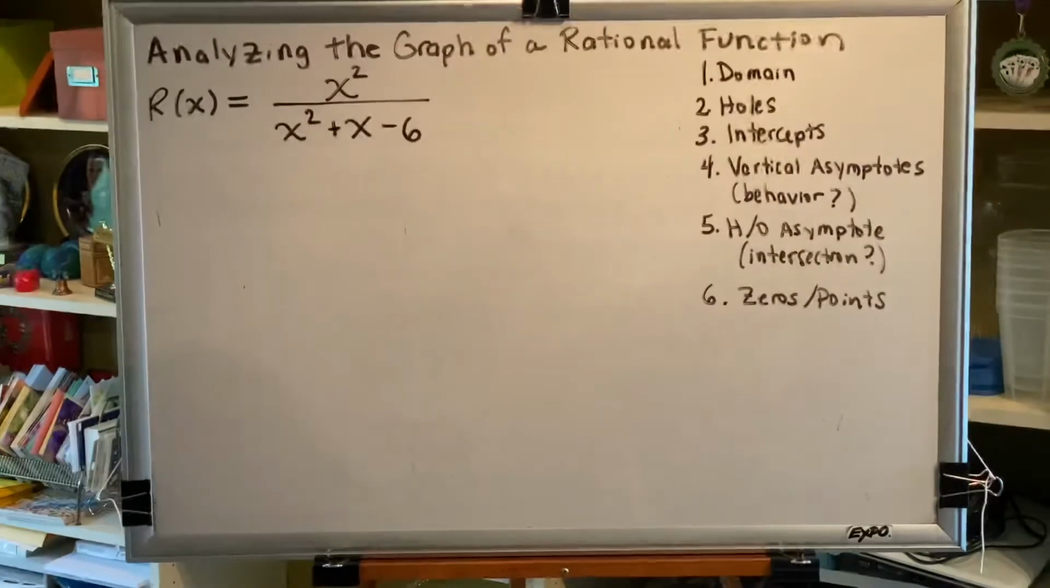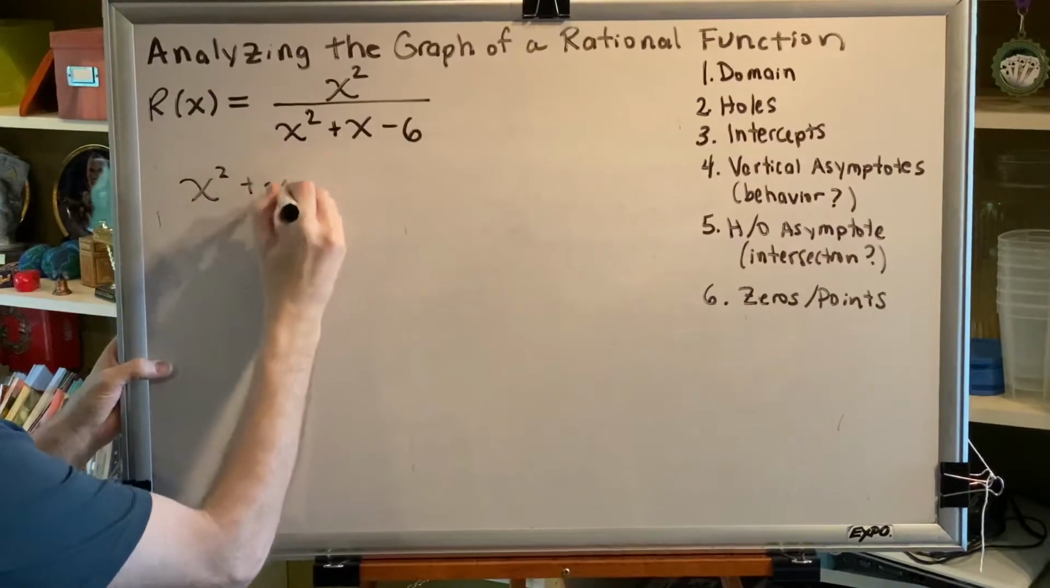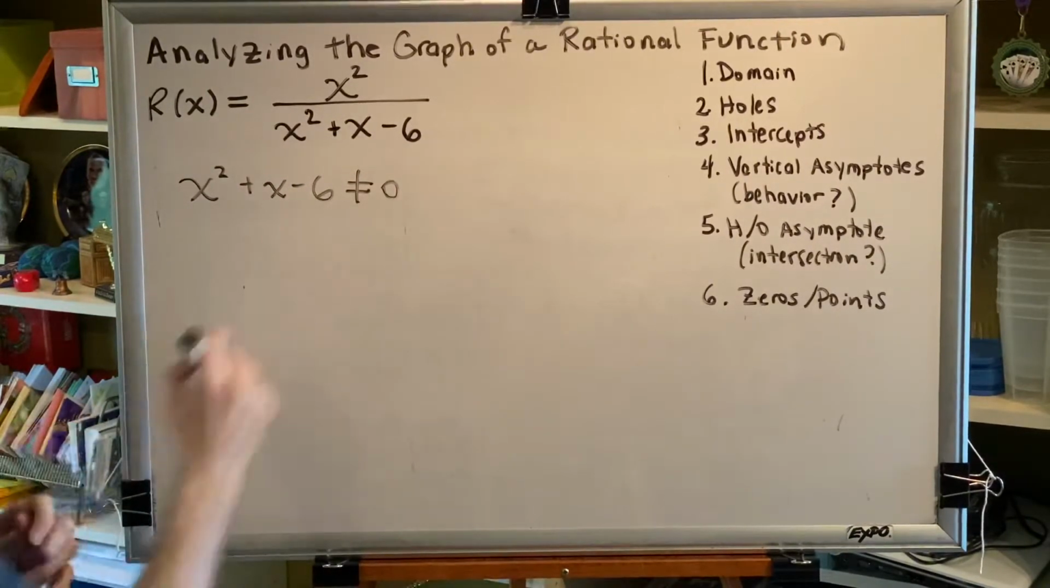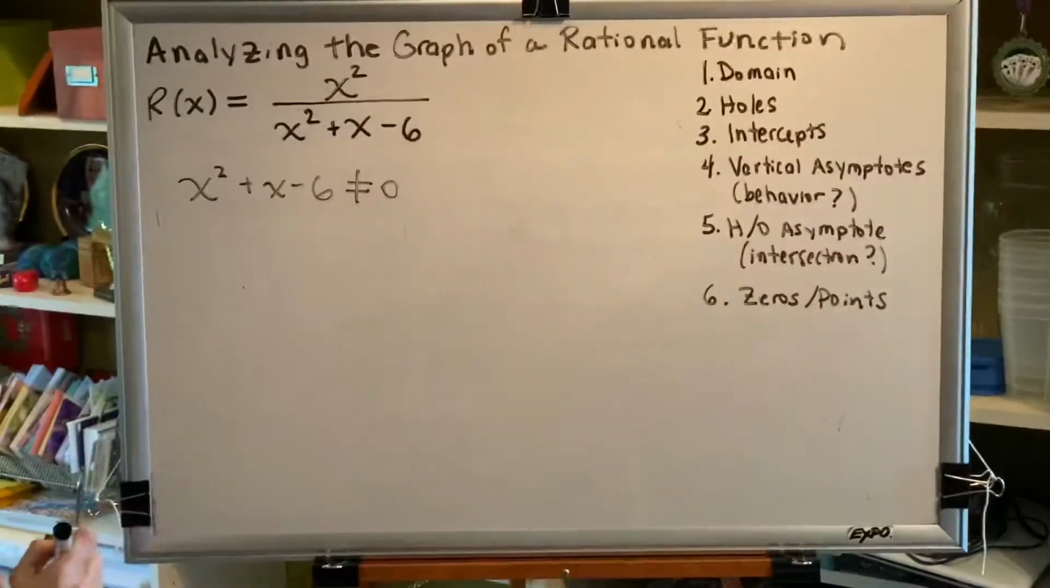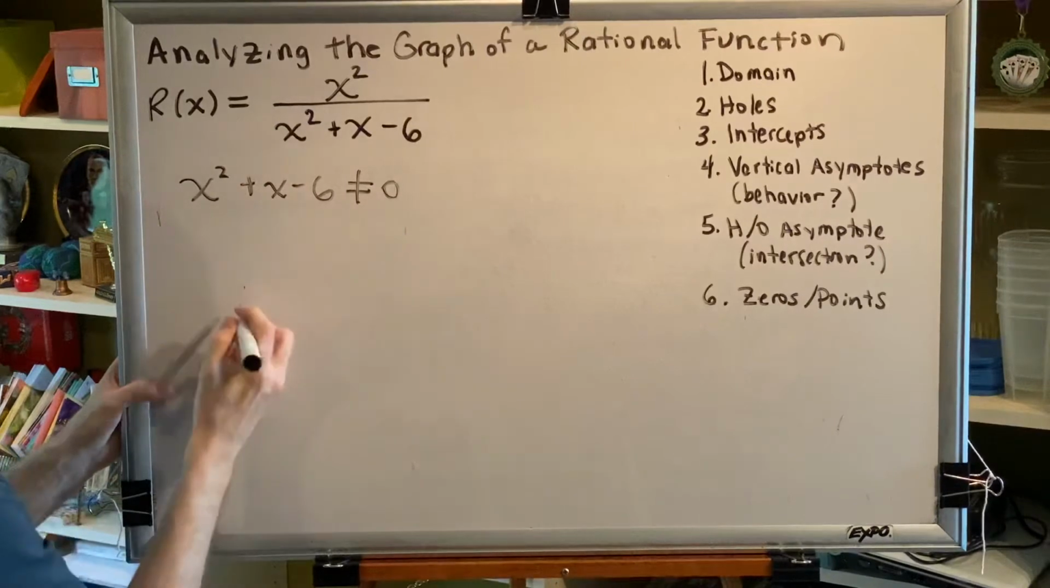Step 1 is domain, and with domain we care about the denominator. We want our denominator to be not 0. We don't care about the numerator. 0 in the numerator is okay. It's 0 in the denominator that we're worried about. We're solving this by factoring.